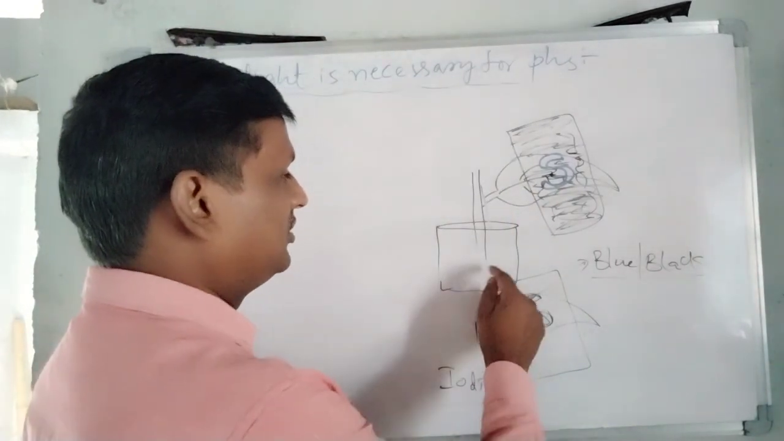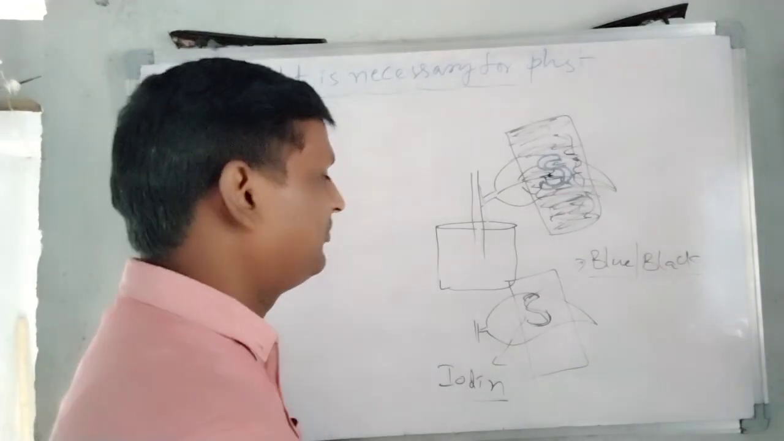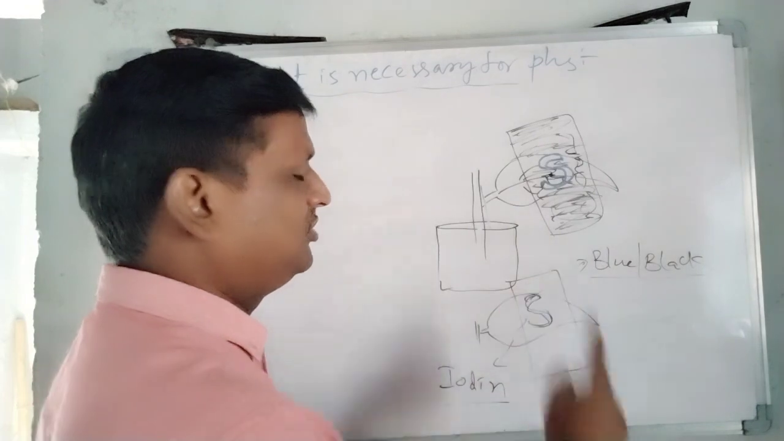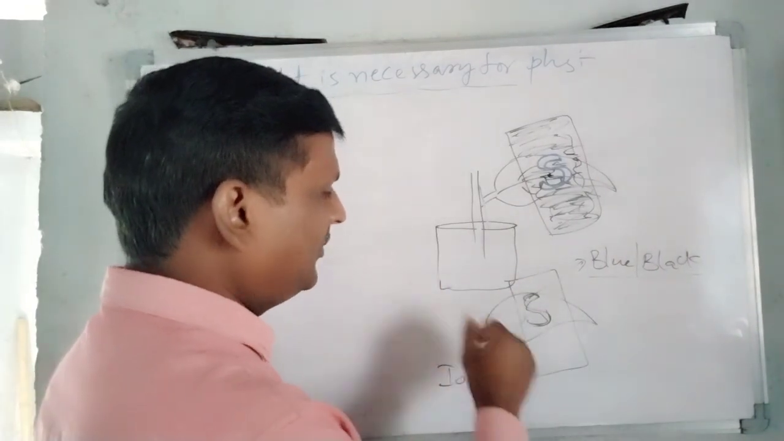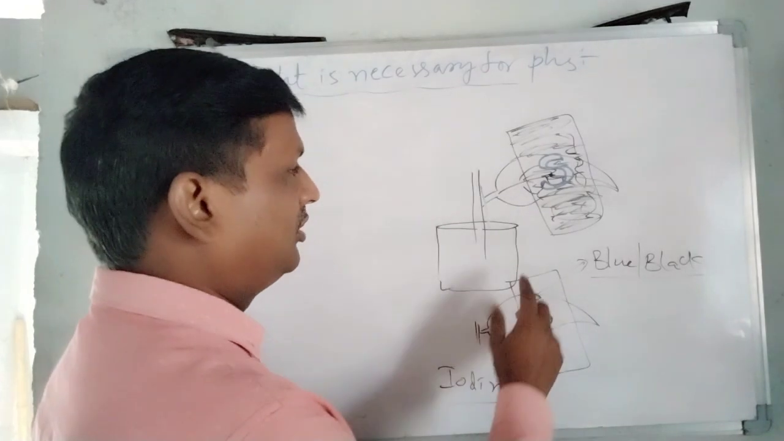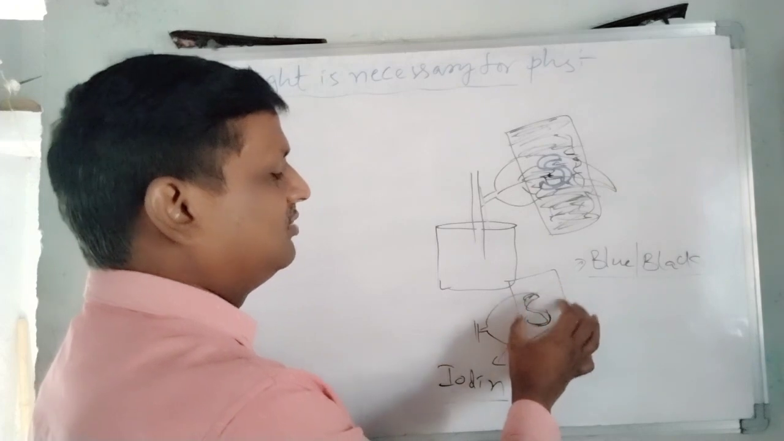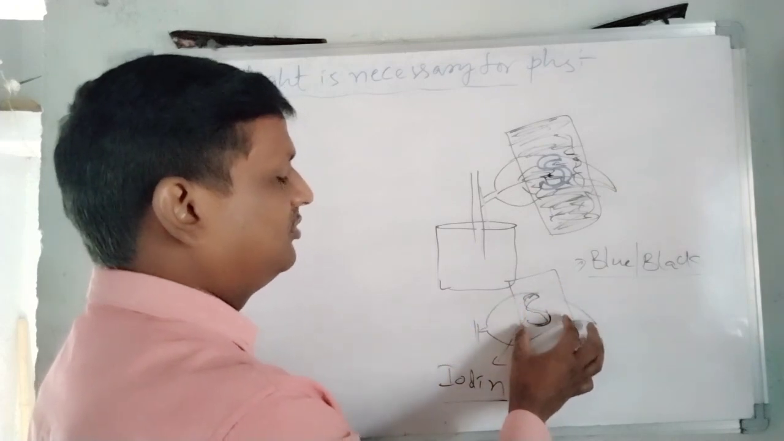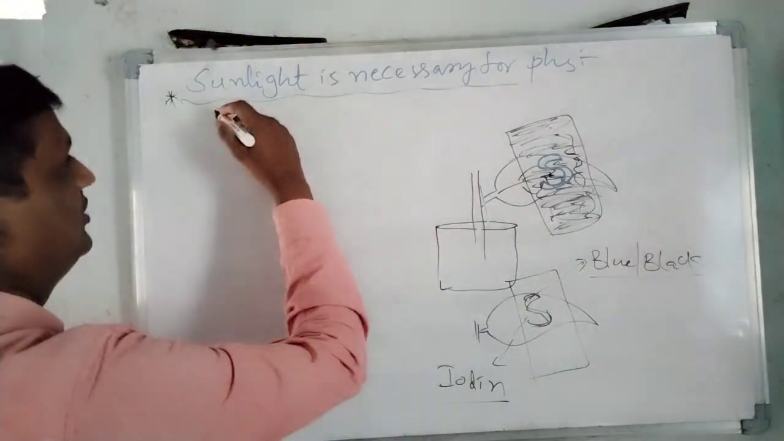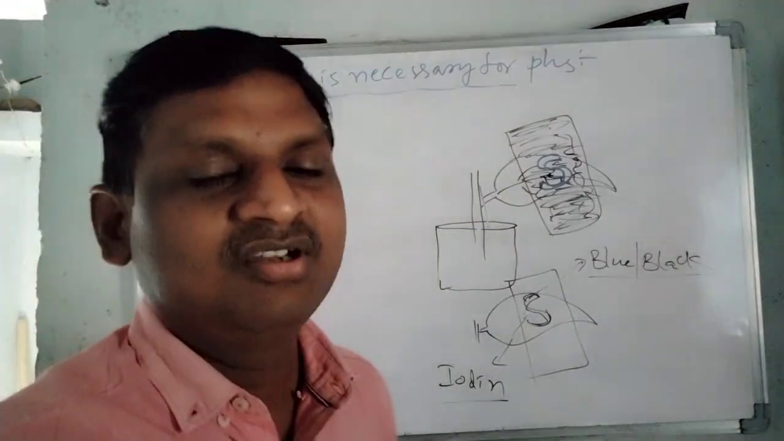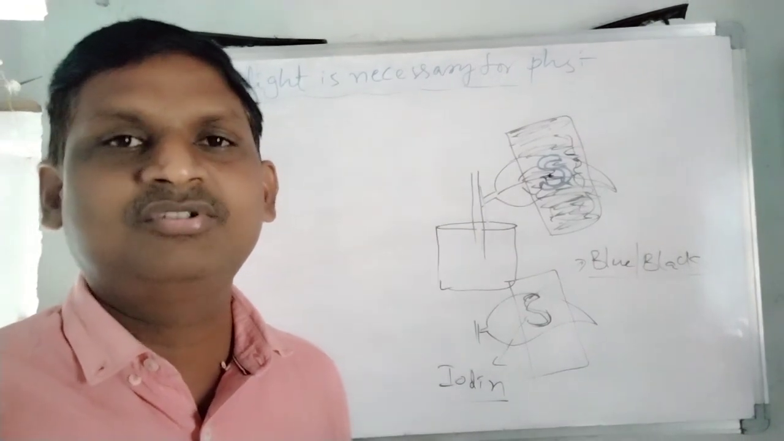Just imagine, water is absorbed from the ground, chlorophyll is present in the leaf, and carbon dioxide is diffused into the leaf through the stomata. Everything is available to the leaf, but only due to the lack of sunlight energy, carbohydrates are not formed where the leaf is covered with the light screen. So we understood that sunlight is necessary for photosynthesis.